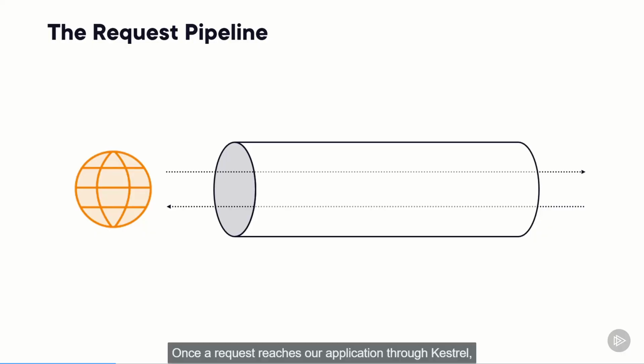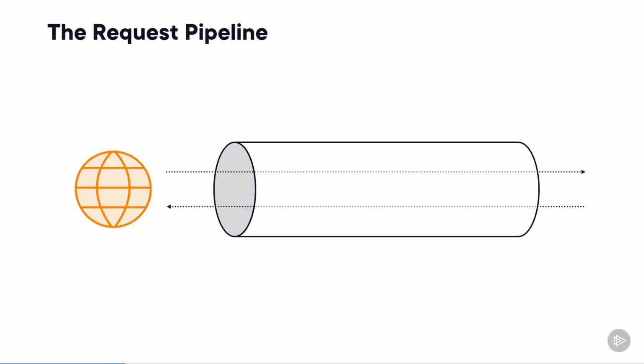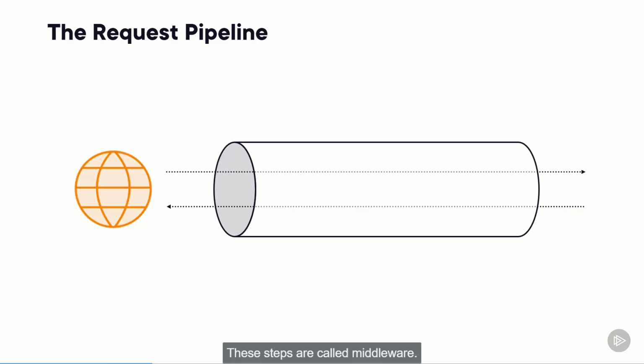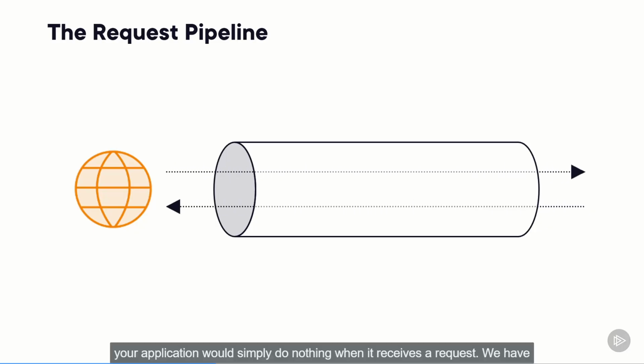Once a request reaches our application through Kestrel, it is processed by a number of steps that make up the request pipeline. These steps are called middleware. All middleware in order will have the chance to do something with the request, forming the response. If you don't configure any middleware, your application would simply do nothing when it receives a request.